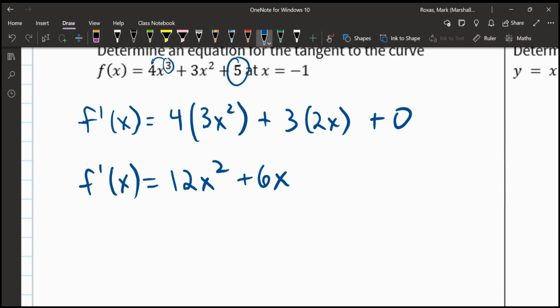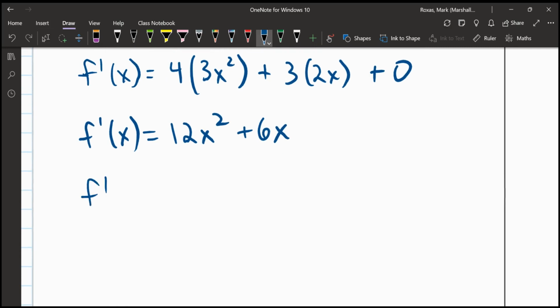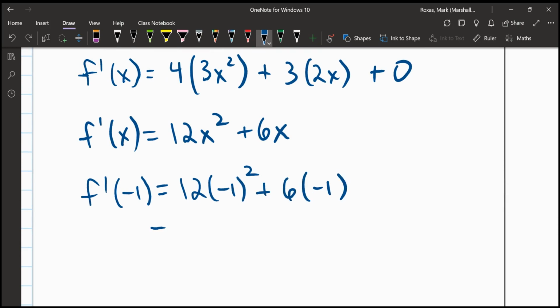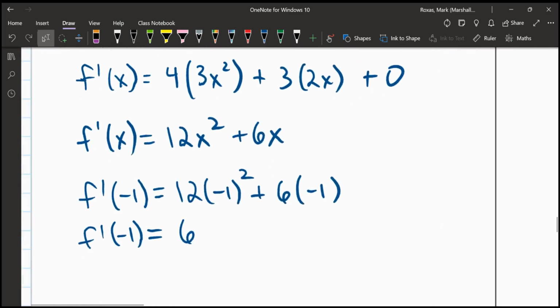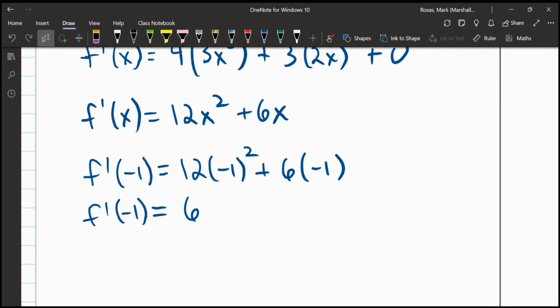So remember, what does the derivative give you? It gives you the slope of the tangent to f of x at any point x. So if I wanted to know the slope of the tangent at x equals -1, plug it in. F prime of -1 is 12 times -1 squared plus 6 times -1, and that's going to equal 6. So the slope of the tangent line for this cubic function at x equals -1 is 6.